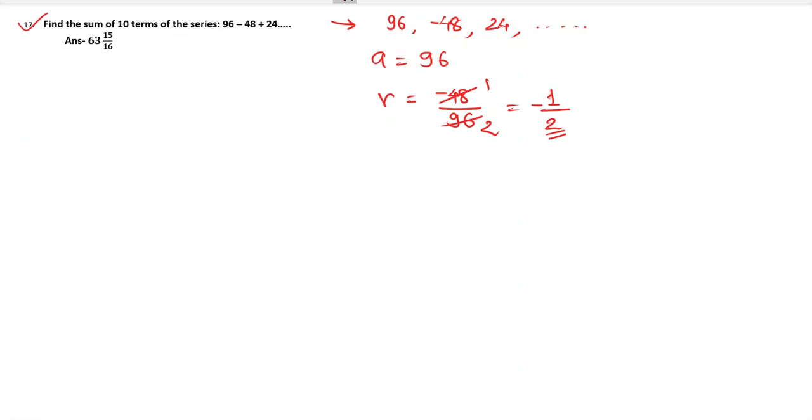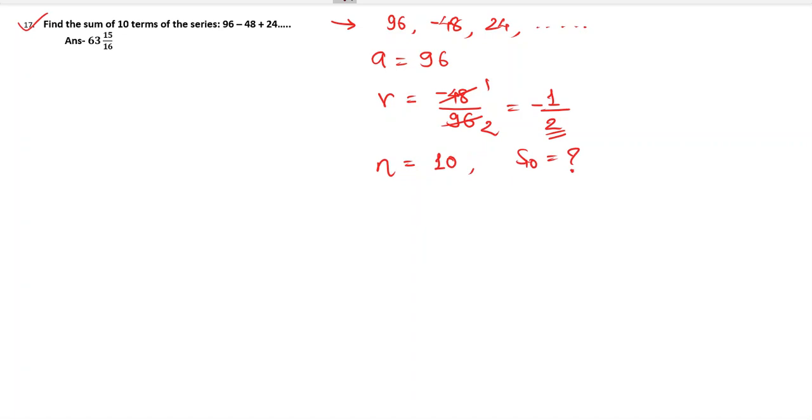So when you multiply minus 1 by 2 with 96, you get minus 48. When you multiply minus 1 by 2 with minus 48, you get 24 and so on. Right? So on dividing the second term by the first term, you get the common ratio, and n is 10. You have to find the sum of 10 terms.